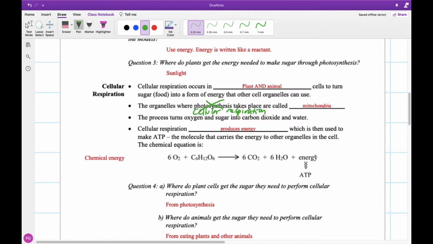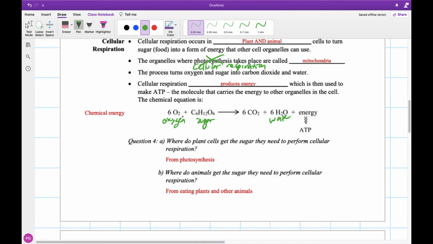So this is our equation here. We start with oxygen and sugar, and then in our mitochondria, we are able to produce carbon dioxide, water, and energy, which then eventually gets converted into ATP. But we can think of this just as getting energy out. Now, in order for this to happen, we need oxygen and sugar.